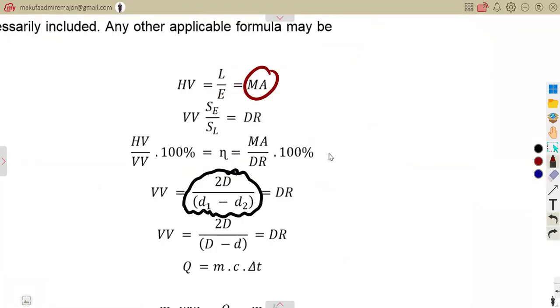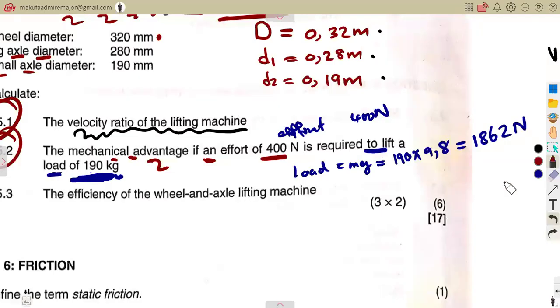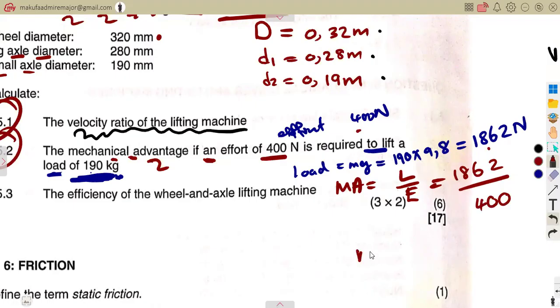So you can use our formula. Already there, load over effort. In this case, our mechanical advantage is load over effort. That is the load that we calculated, 1,862, over the effort, which is 400. So that was going to give you the mechanical advantage of 4,655. All right, so that's 4,655. So that was it on this part.